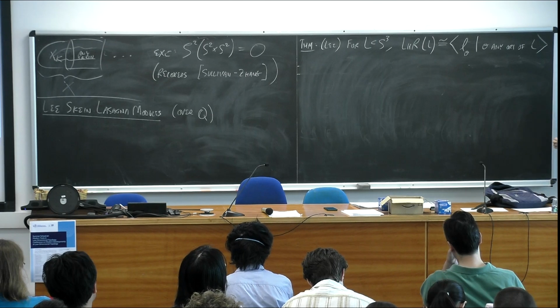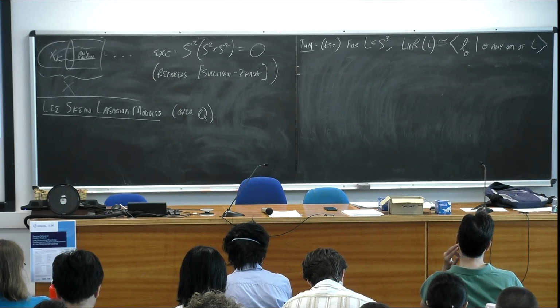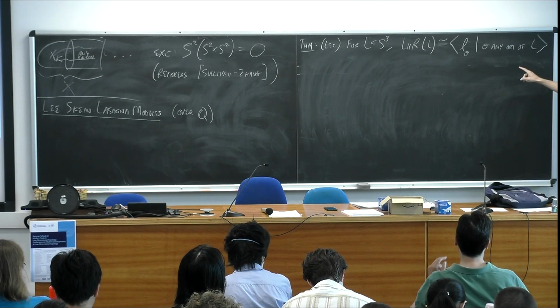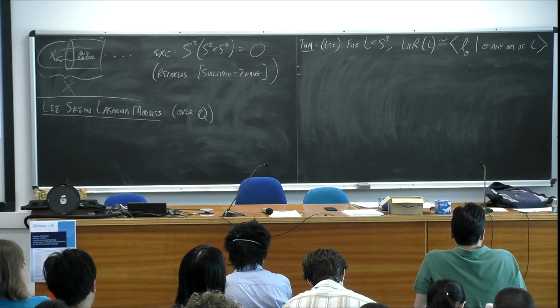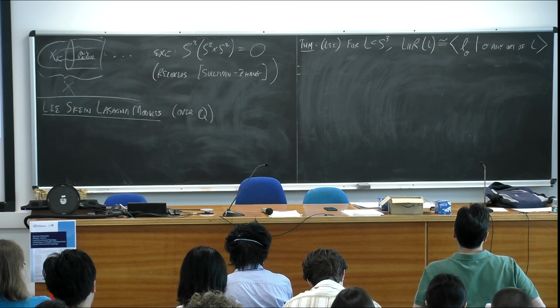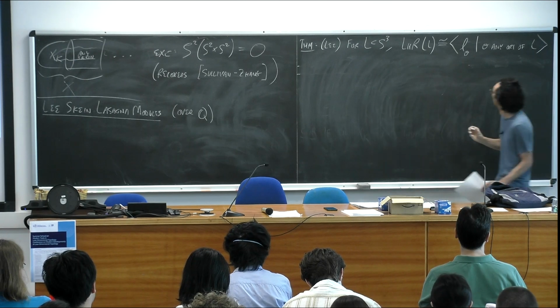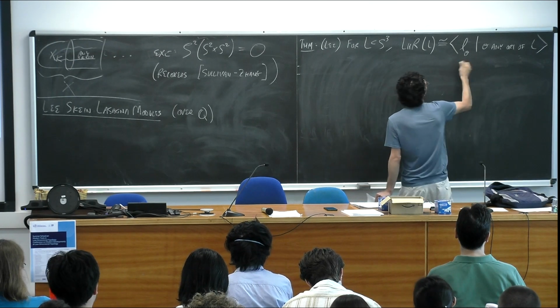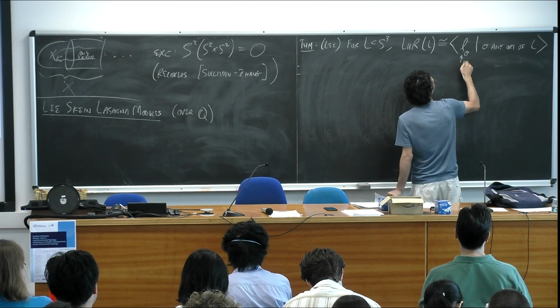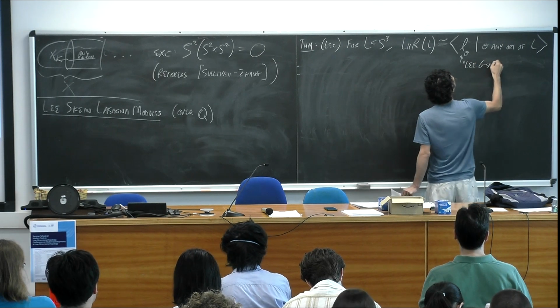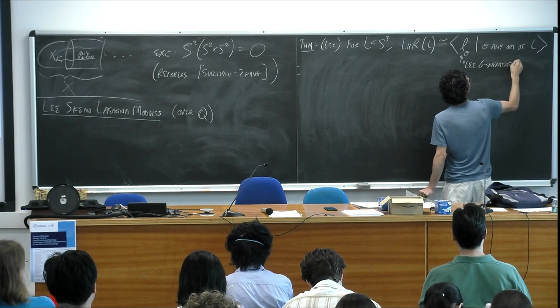The Lie homology is always generated by one summand for each orientation of the link. In that sense, it's a very boring theory. This L sub O, I'll call a Lie generator, and the proof is constructive.